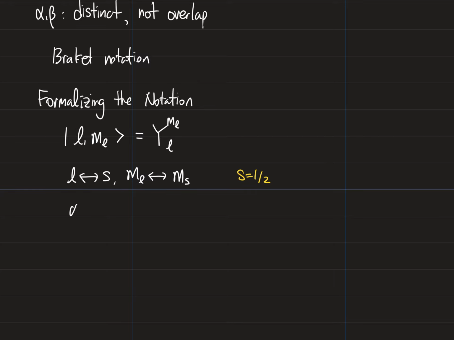alpha is the state |1/2, +1/2⟩. So the first one is for S and the second one is for m sub S. Then what about beta in bracket notation? It is |1/2, −1/2⟩, plus 1/2 and minus 1/2.